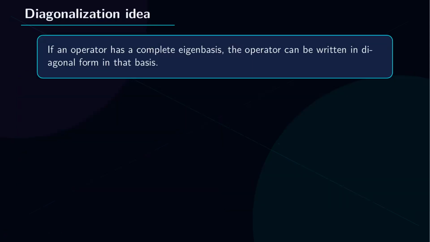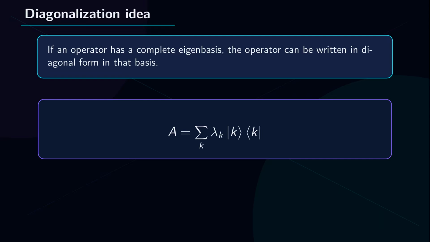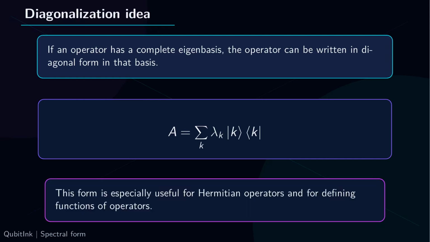If an operator has a complete basis of eigenvectors, we can choose that eigenbasis as our coordinate system. In that basis, the operator becomes diagonal. The spectral form writes the operator as a sum of eigenvalues multiplied by projectors onto the corresponding eigenvectors. This representation is especially useful for Hermitian operators and will later make functions of operators very easy to define.